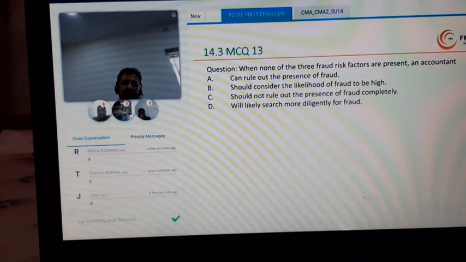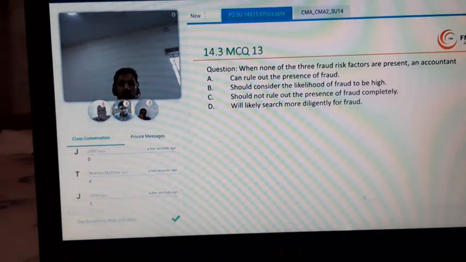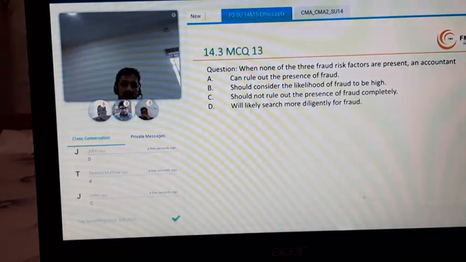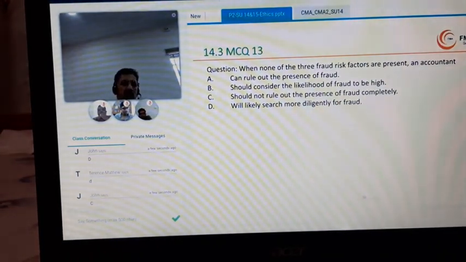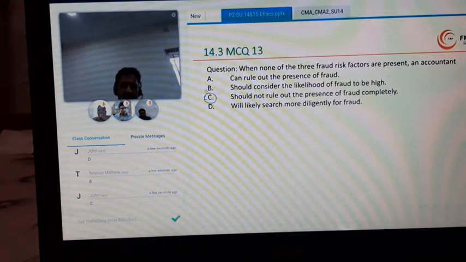Then, when none of the three fraud risk factors are present, can the accountant rule out fraud? He cannot rule out. Should he consider the likelihood of fraud to be high? No. Right? He should not be ruling out the presence completely. Fault finding is not your objective. You are trying to help the organization. So, C is the only answer. Right?